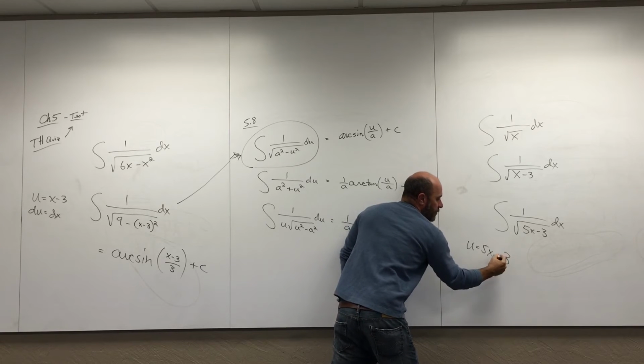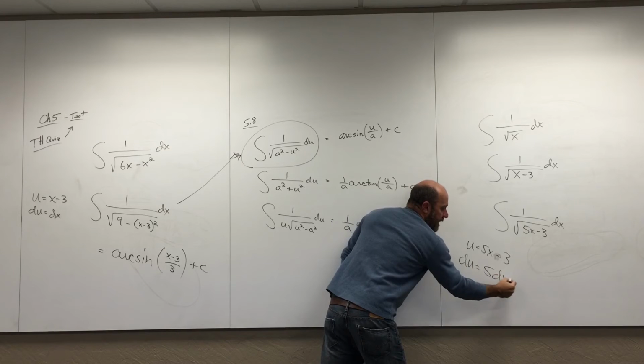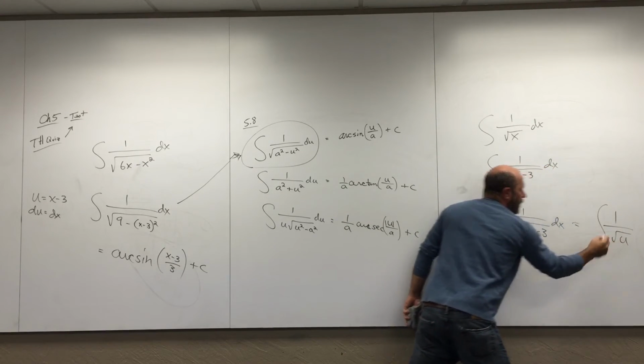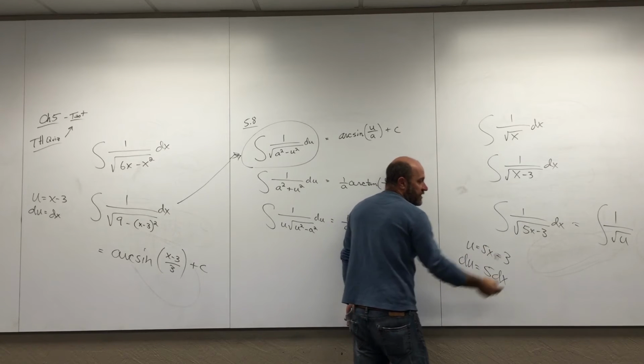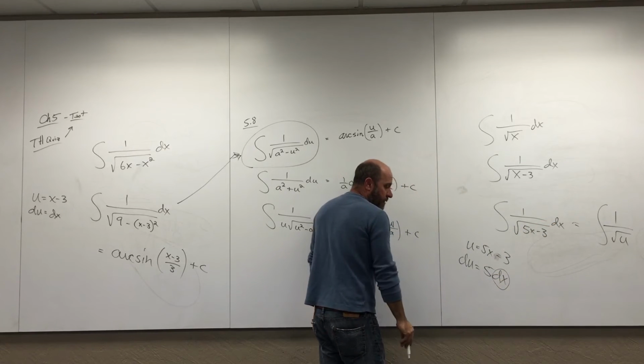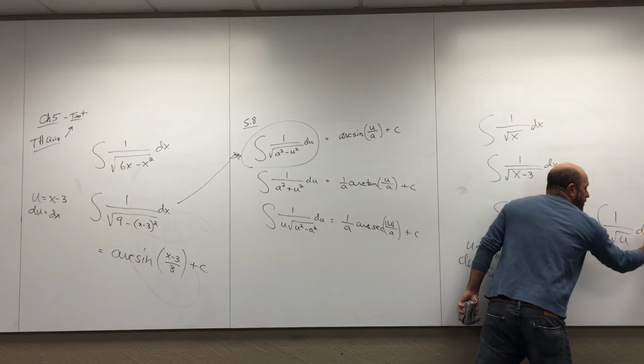Sorry. You really have to call that a u. What's the du? 5 dx. The result is this is a 1 over the square root of u. But the other result is when you replace that dx, what are you replacing dx with? 1/5 du. So the result is it spit out a 1/5.